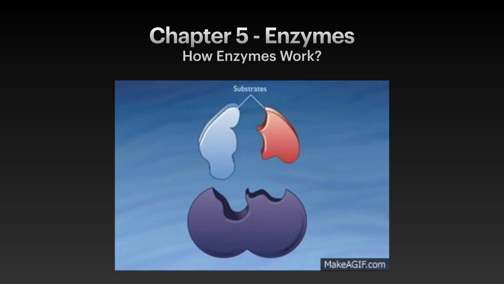Let's explore the lock and key model first. Think of an enzyme like a lock and its substrate as a key. The substrate is the molecule that gets broken down or joined together in the reaction. Every enzyme has a special region called its active site, and this is where the magic happens. The active site has a very specific three-dimensional shape that is complementary to the substrate, meaning they fit together perfectly like a lock and a key.